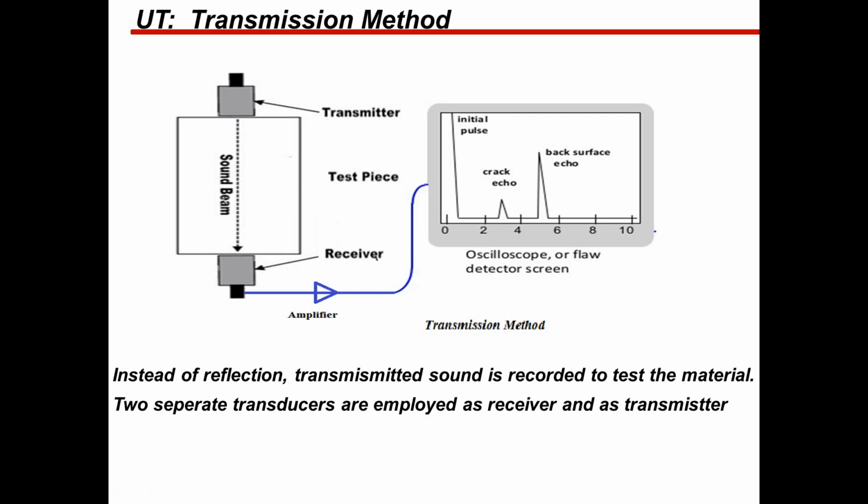This was about the pulse echo system, but there is one more system, one more orientation, where instead of using reflection of the sound, one can use transmission of the sound for understanding the disorders in the material. So the only difference is that in pulse echo we are using reflected sound, whereas in the transmission method we are using the transmission of sound.